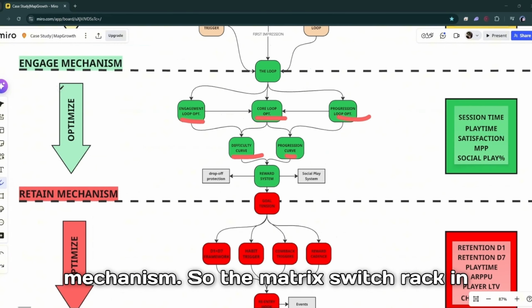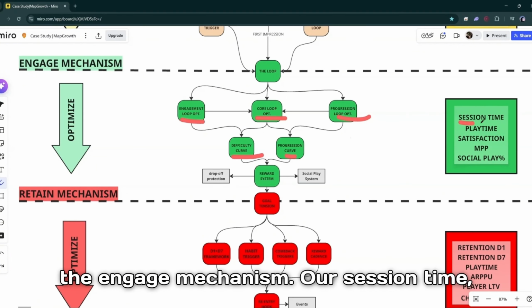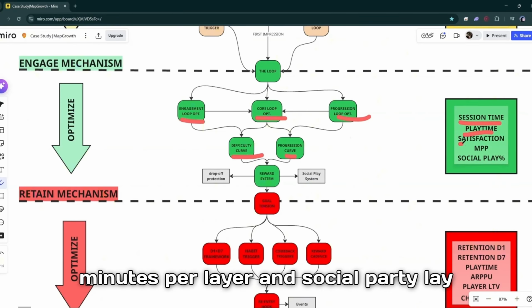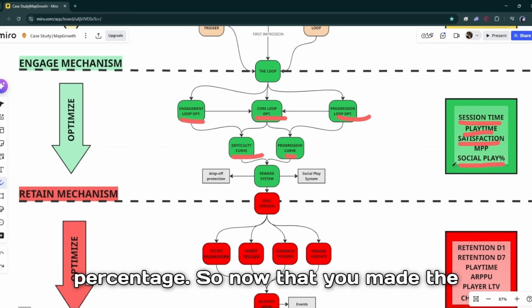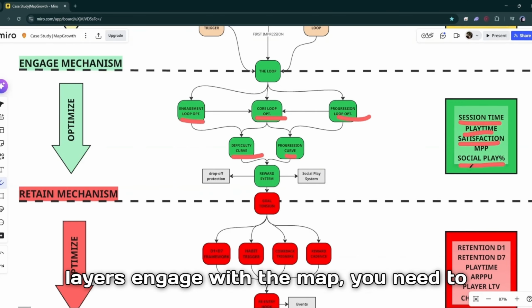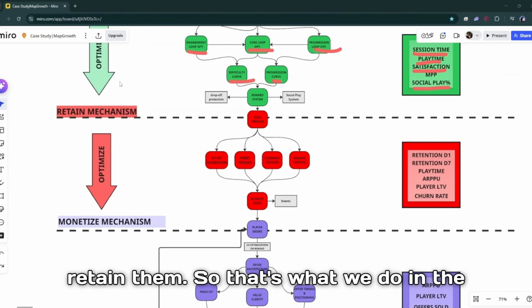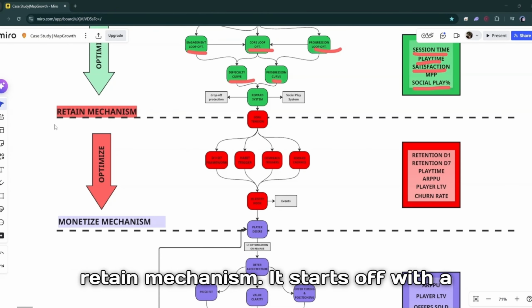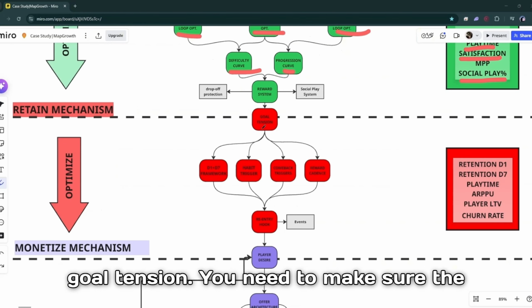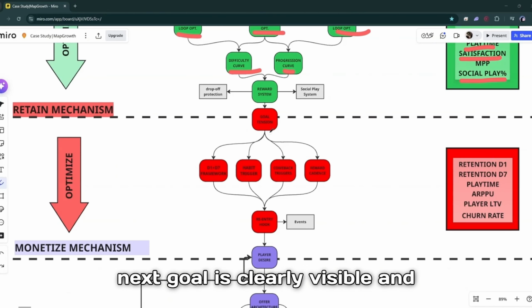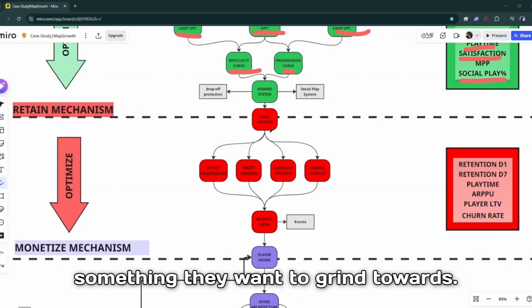So the metrics we track in the engage mechanism are session time, playtime, satisfaction, MPP, which stands for minutes per player, and social party play percentage. So now that you made the players engage with the map, you need to retain them. So that's what we do in the retain mechanism. It starts off with a goal tension. Here you need to make sure the next goal is clearly visible and something they want to grind towards.